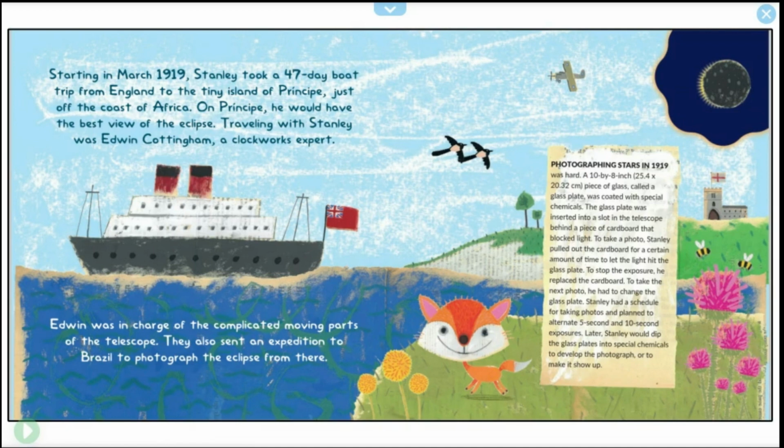Photographing stars in 1919 was hard. A 10 by 8-inch piece of glass called a glass plate was coated with special chemicals. The glass plate was inserted into a slot in the telescope behind a piece of cardboard that blocked light. To take a photo, Stanley pulled out the cardboard for a certain amount of time to let the light hit the glass plate. To stop the exposure, he replaced the cardboard. To take the next photo, he had to change the glass plate. Stanley had a schedule for taking photos and planned to alternate 5-second and 10-second exposures. Later, Stanley would dip the glass plates into special chemicals to develop the photograph, or to make it show up.